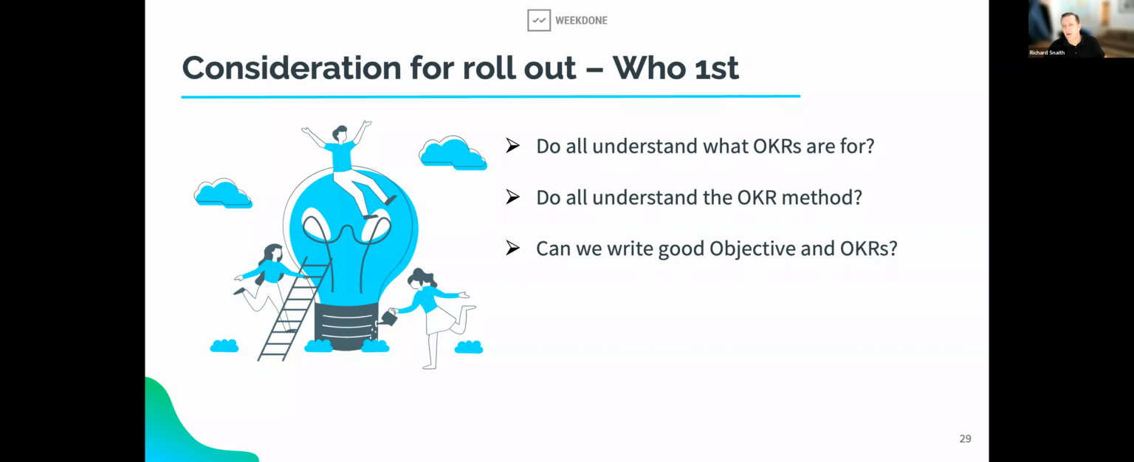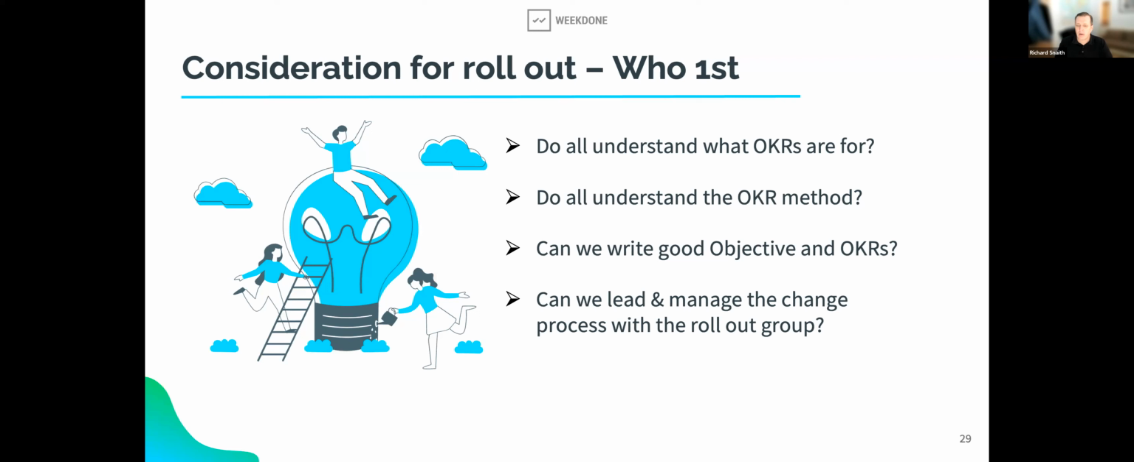Good objectives and good key results really are the thing that make OKRs engaging and exciting. Done badly, they can make it just feel like something else to do, something else to update, and really people don't see any value in it. So it's super critical. And that's why rolling out slowly and getting each group to understand it is often the best way to do it.